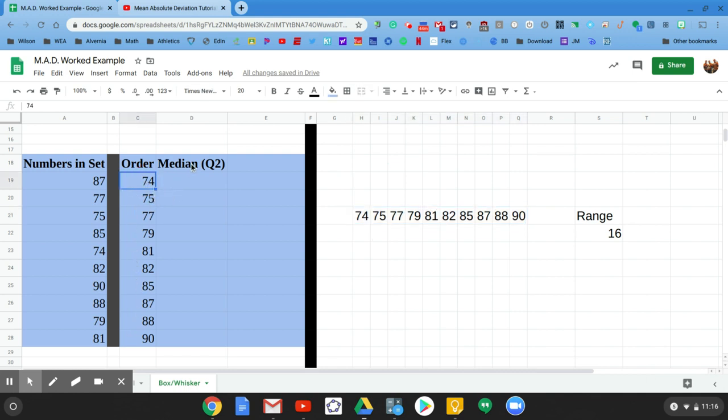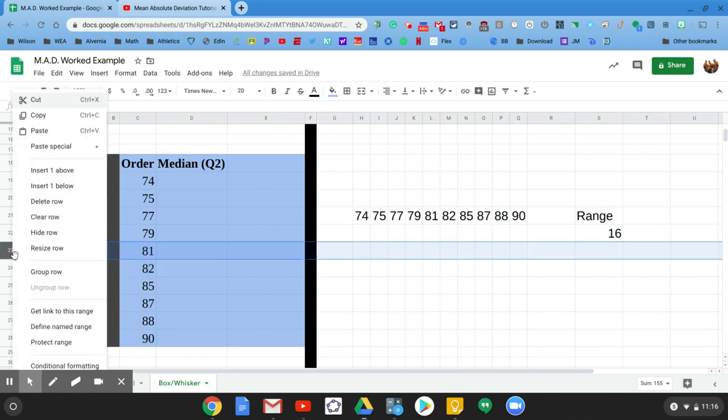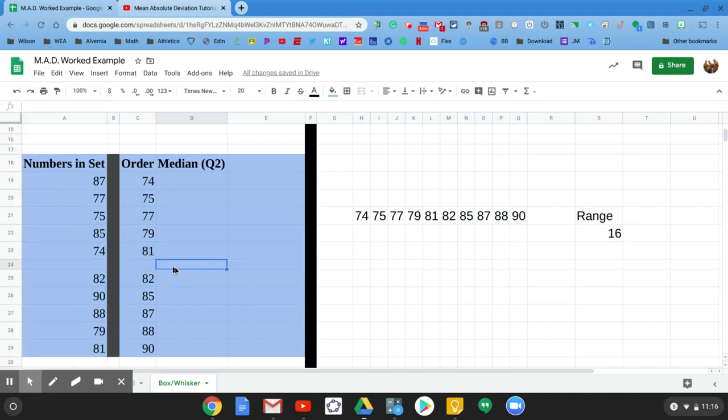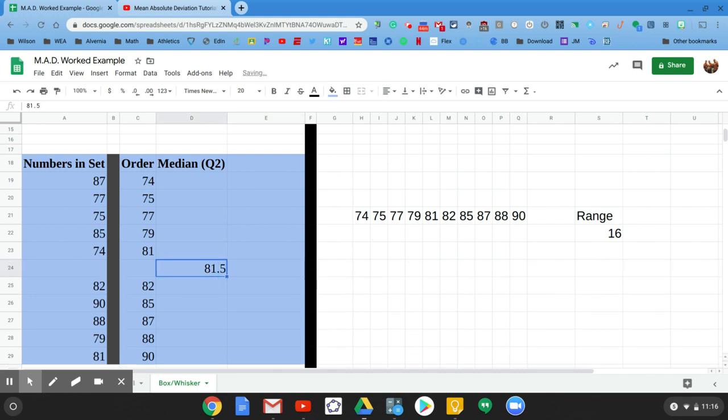Unfortunately, when I look at my median, it's actually between 81 and 82. So what you have to do here is a quick little calculation. Whenever this happens with our median in our set, we have to find the average between those two numbers, where we get in the middle. The average of 81 and 82 is 81.5. That is quartile number 2.